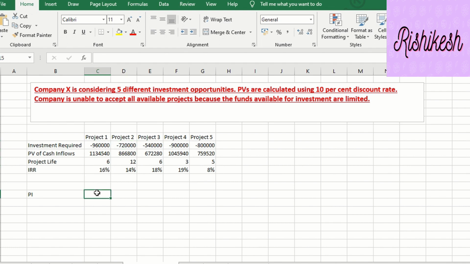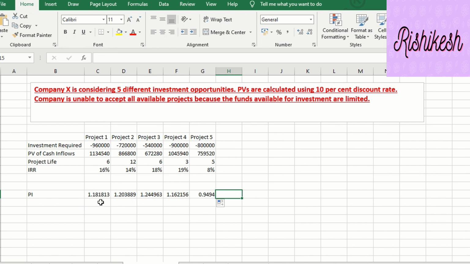Now how do we calculate profitability index? Profitability index is nothing but PV of all the cash inflows divided by the investment required. I will take a minus sign over here because I want to make this investment positive. Since it's a cash outflow I've taken it negative, but inside the formula I have to take it as a positive, so I want to take a mod of it. Divide by the investment required, and this will give me the profitability index. Once this plus sign comes, just extend this across the projects, and this will give you the profitability index for all the 5 projects.